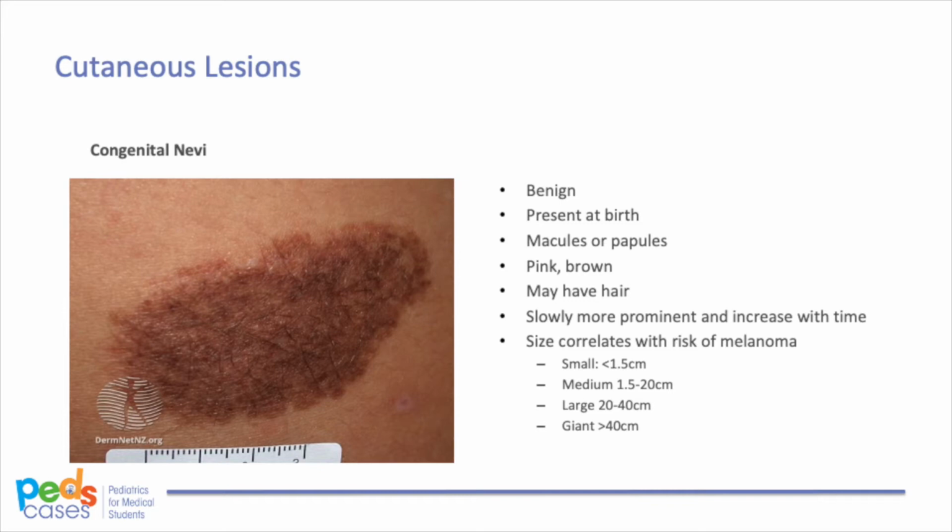For smaller CMN, the risk of melanoma is low and virtually none after puberty. The rate of melanoma is 2 to 2.5% for large CMN and 3.1% for giant CMN. These melanomas are called congenital melanocytic nevus associated melanoma.